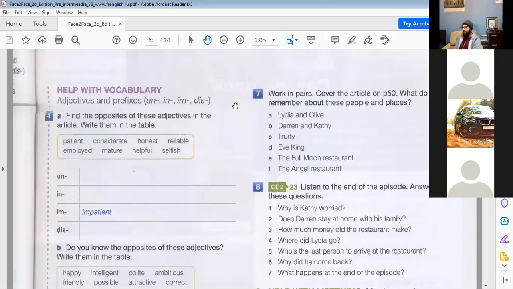Yes. Okay. Who's the owner of the Full Moon? Lydia and Clive. Correct. Lydia and Clive are the owners. What about the Angel restaurant?